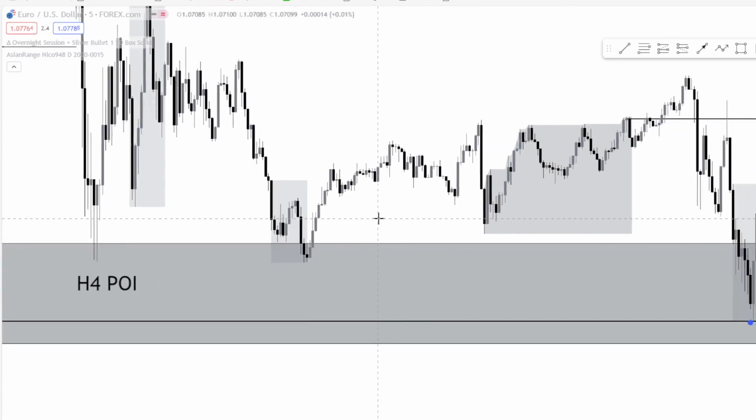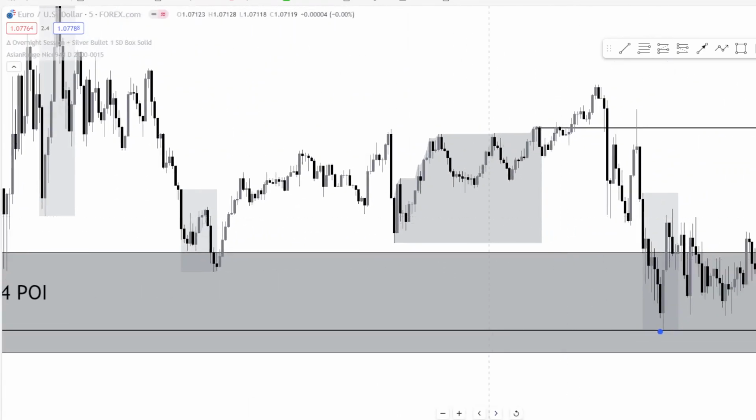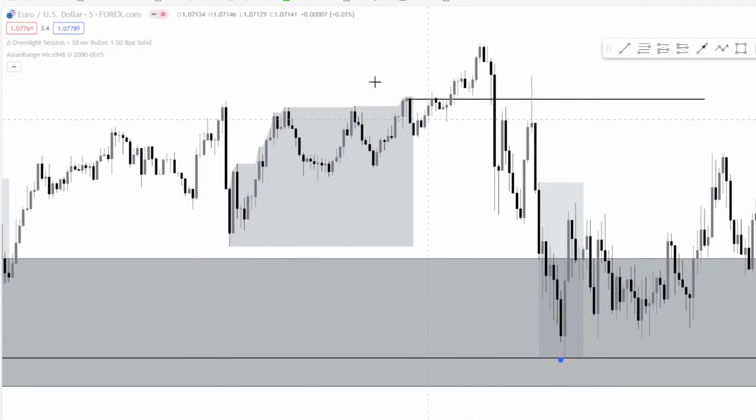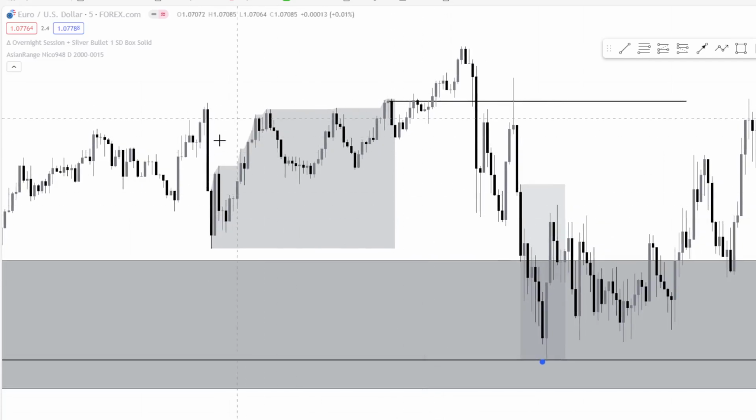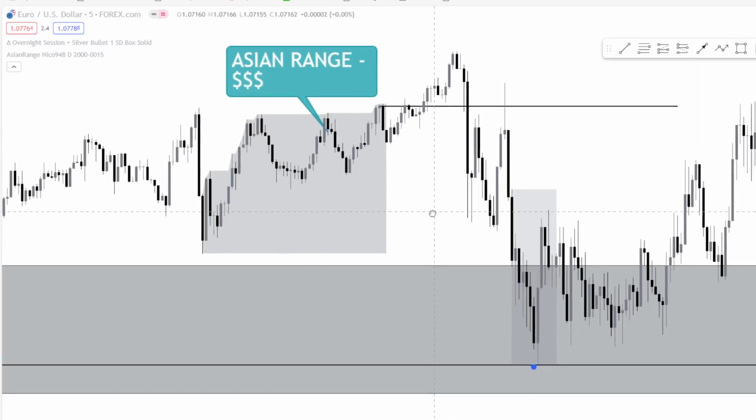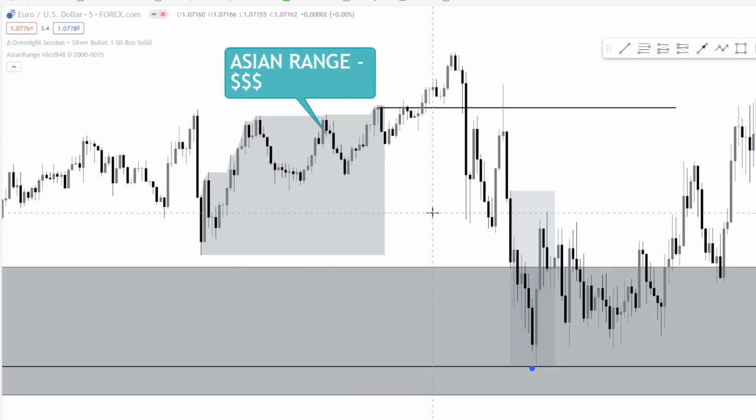So now, what's the next thing we're going to be looking for in price? On Wednesday the 14th of February, we always start with our Asian range. What does the Asian range achieve? The Asian range achieves a buildup of liquidity. The Asian range builds up liquidity. It's the accumulation phase of the market.